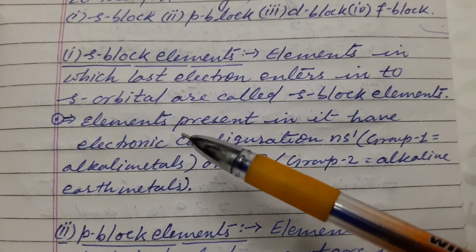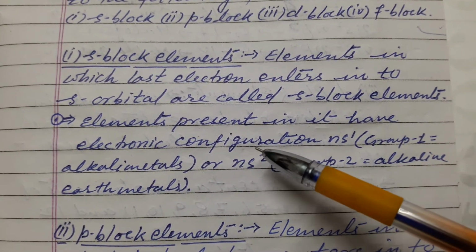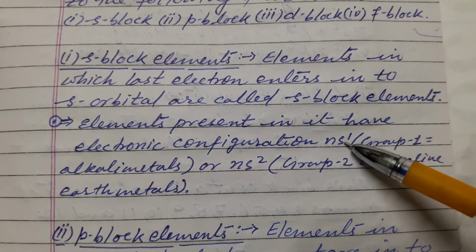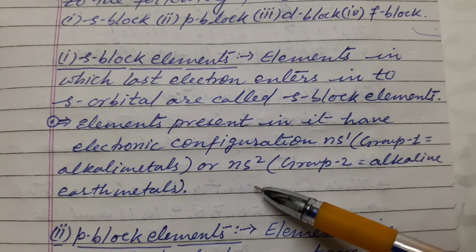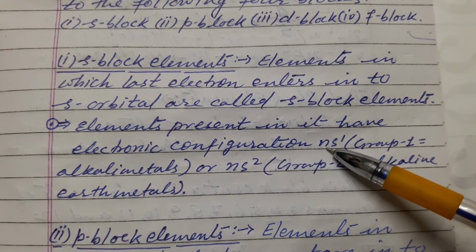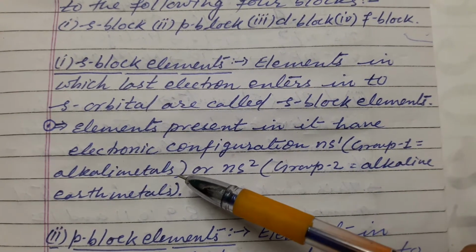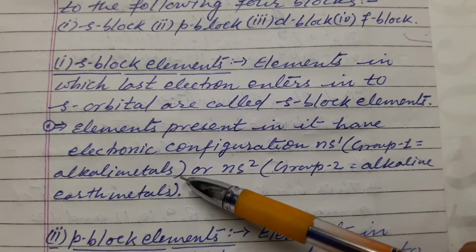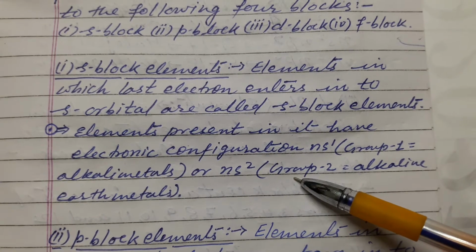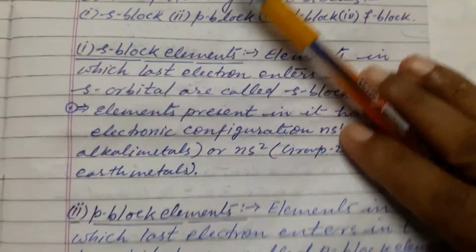Elements present in this block have electronic configuration either ns1 or ns2. If ns1, then the group of element will be group 1, and that is called alkali metals. If ns2, then the group of elements will be group 2, that is called alkaline earth metals.